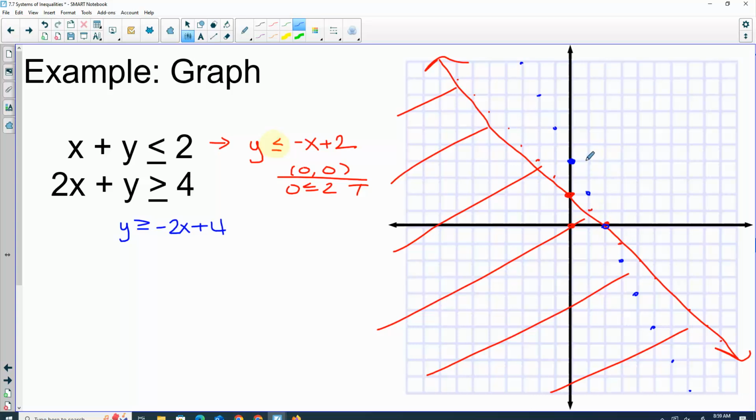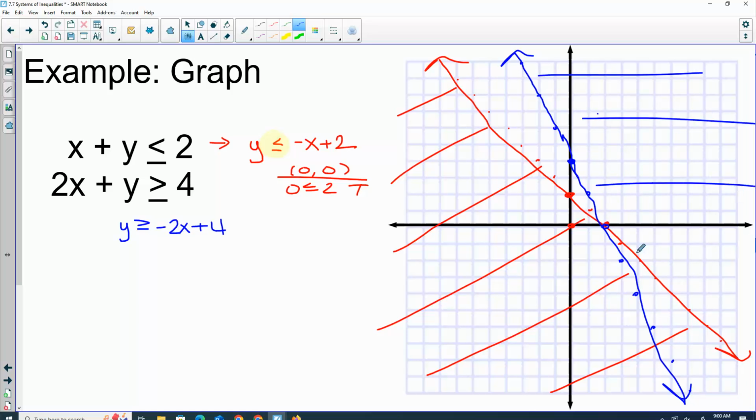Solid or dashed? Solid because it has an equal to. Okay, and then it's greater than. So do you know where you would shade? Greater than is above. If you don't understand that part, you could do your test point. 0, 0 isn't on the line. If we put that in, we get 0 is greater than or equal to 4. And that is false, so we can't shade 0, 0. We shade the other side.